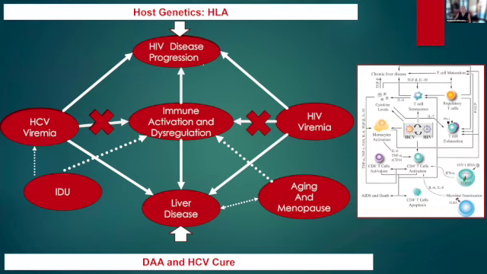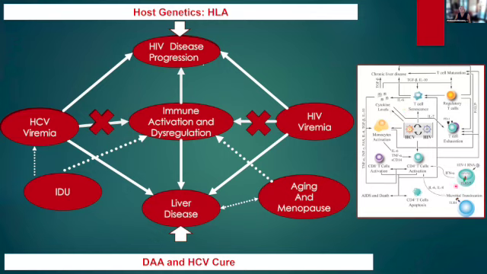The figure demonstrates our hypothesis relating to pathogenesis of co-infection. Immune activation and dysregulation are driven by the viremia of these two viruses. I'm going to use the laser pointer. So HIV viremia, HCV viremia, leading to risk of AIDS and liver disease. Now, ongoing injection drug use amplifies this activation because injection drugs are highly activating and also impact the liver. Additionally, aging and menopause increase immune dysfunction.